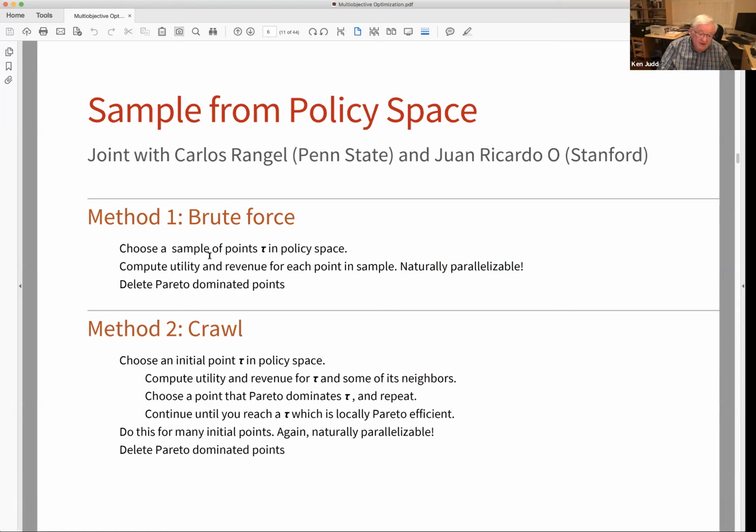So now another approach, which we refer to as crawling, is you pick some tau in policy space, and you compute the utility and revenue for that tau and also for some of its neighbors. And then you find amongst the neighbors some point that Pareto dominates tau. And that gives you a new tau. And so you just keep crawling through parameter space that way. You pick a tau, you see if there's a neighbor that Pareto dominates it, and then you go to it, and then you continue on.